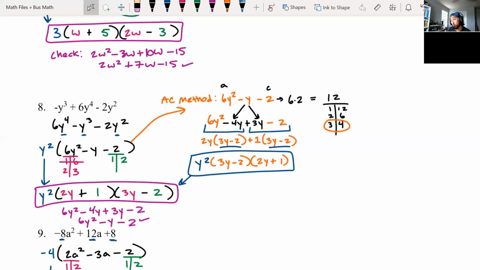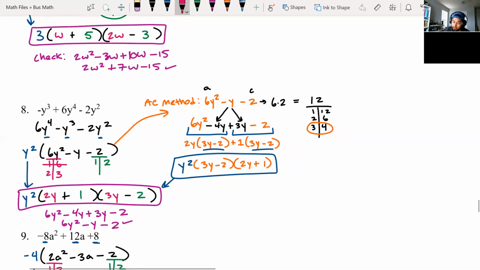So AC method works, but this is where it could get crazy. Let's say you had a polynomial that was 6x squared plus 2x plus 50. Oh, no, I'm not going to say 50. I'll say 50, and I'll put a 3 here so there's no common factor. Because you can be like, oh, you can take 2 out. No, I don't want to hear that. So let's say you come across something like this and you want to use AC method.